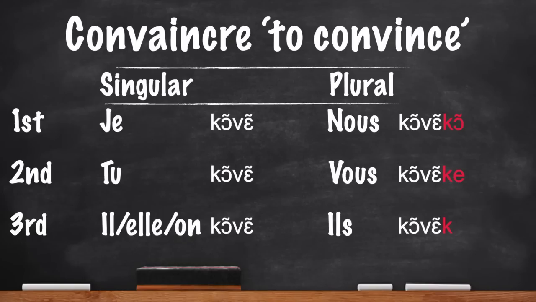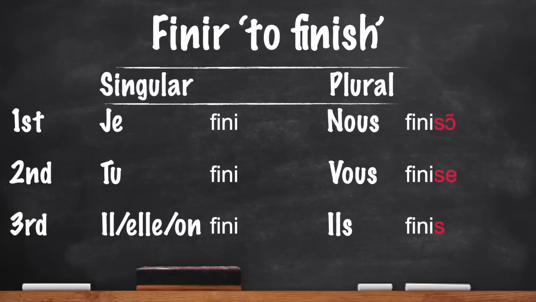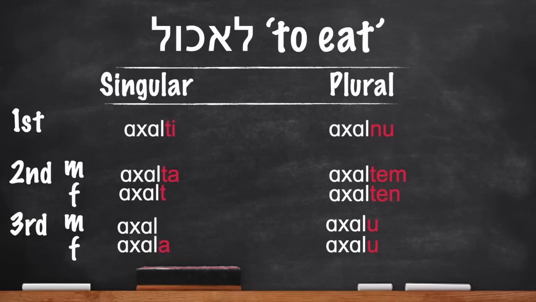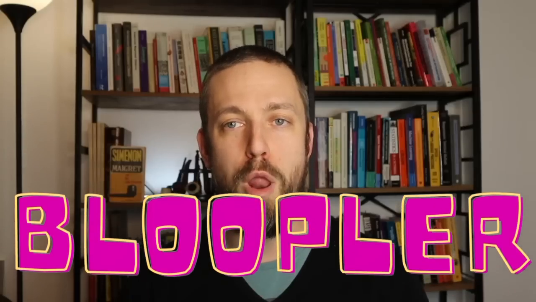And here's how finir looks. And while I'm at it, here's how to eat in Hebrew in the past tense. I cannot emphasize enough just how much easier these 3 tips used together make learning a language. Languages are interlocking systems of sound and structure, and if you understand the structure, you have a blueprint for success.